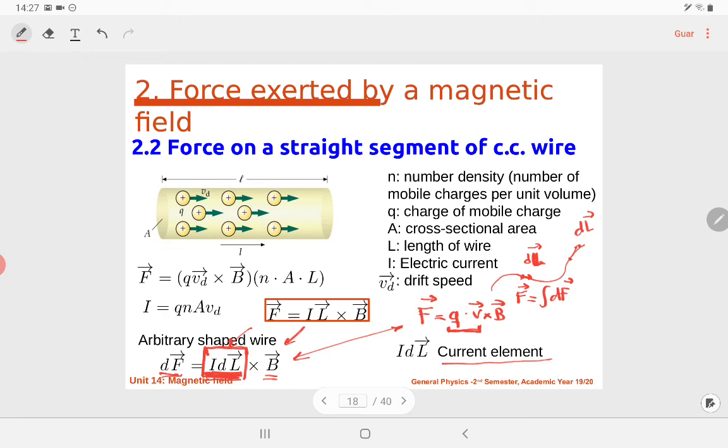Okay, I want you to remember this because we will use it again in Unit 15. We will use the current element and we will pass from an expression that has something multiplying Q times V to something that has the current element. Okay.